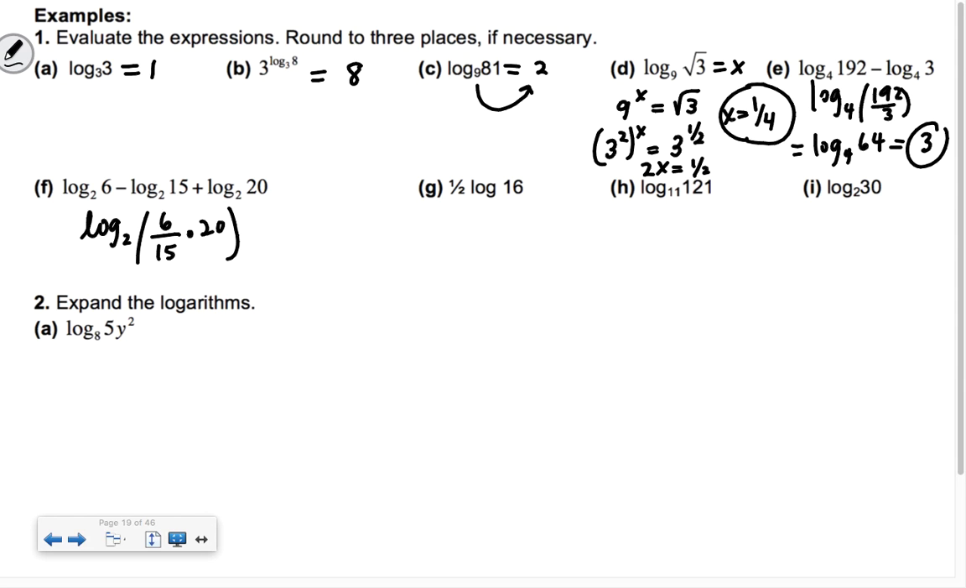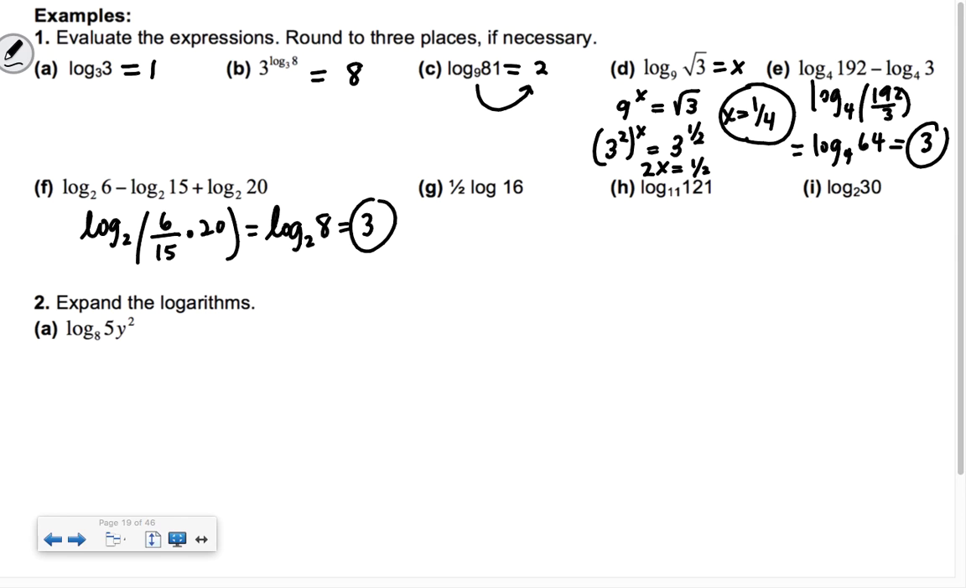So if I have 6 divided by 15 times 20, what's that going to be? What was it? It was an 8? Log base 2 of 8. So log base 2 of 8. So your answer is 3. Good.